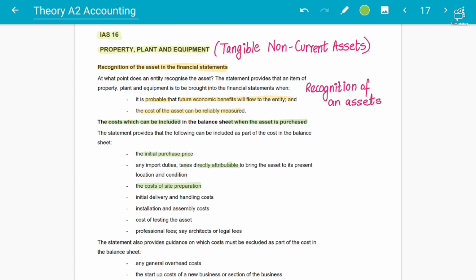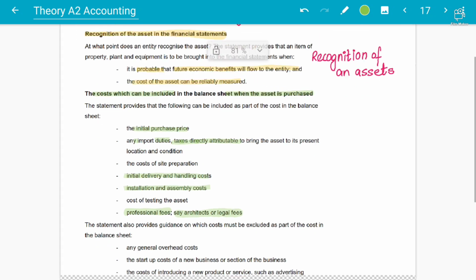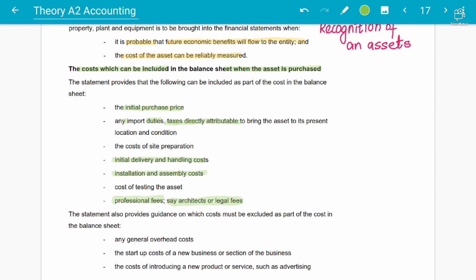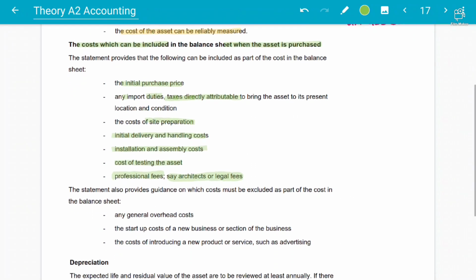Everyone needs to understand, this is very important, that the installing and assembling cost, the initial delivery cost, taxes that are directly attributable, import duties, and professional fees if you have paid any legal fees. Students, the cost that can be included in the statement of financial position, in the balance sheet, to bring the asset into saleable or usable condition is basically all these: the cost of testing the asset, the cost of site preparation, import duties, initial delivery, installation cost, legal fees. A lot of times they ask questions on that as well.